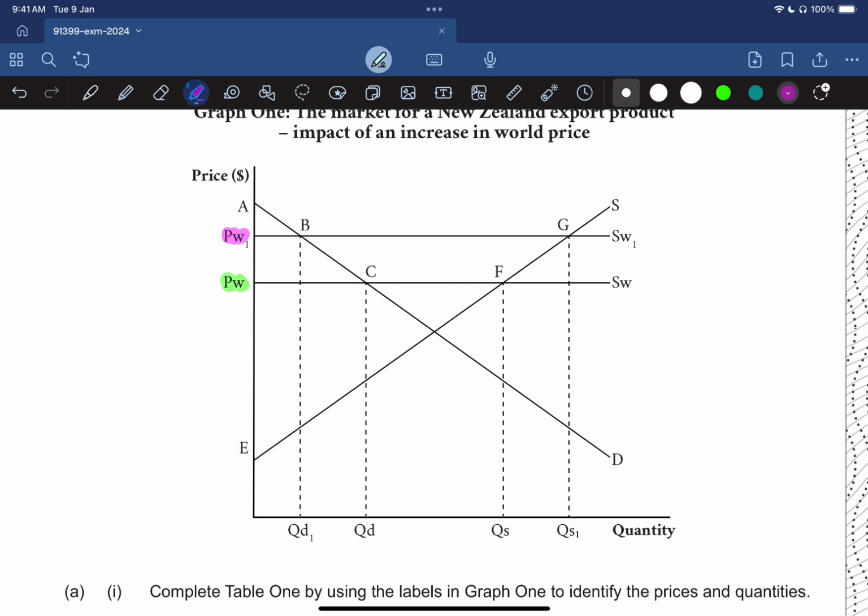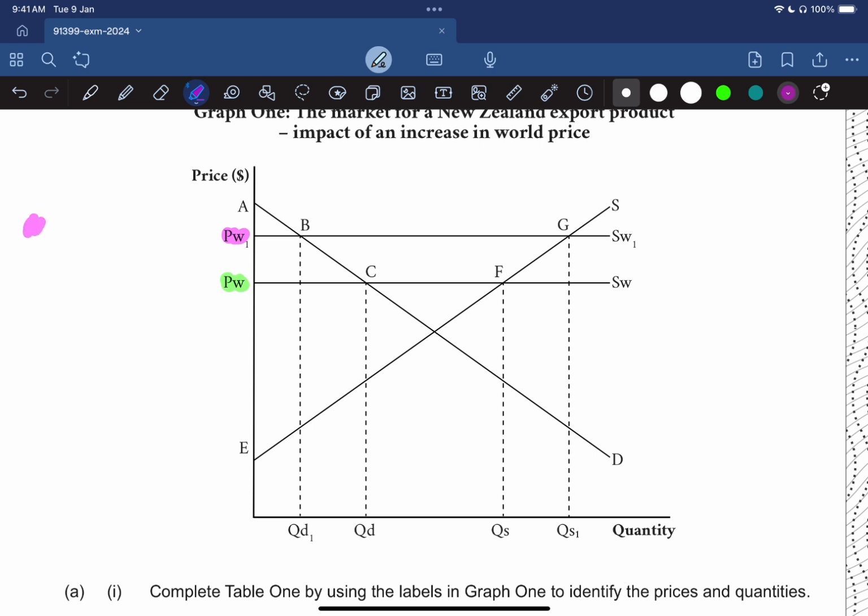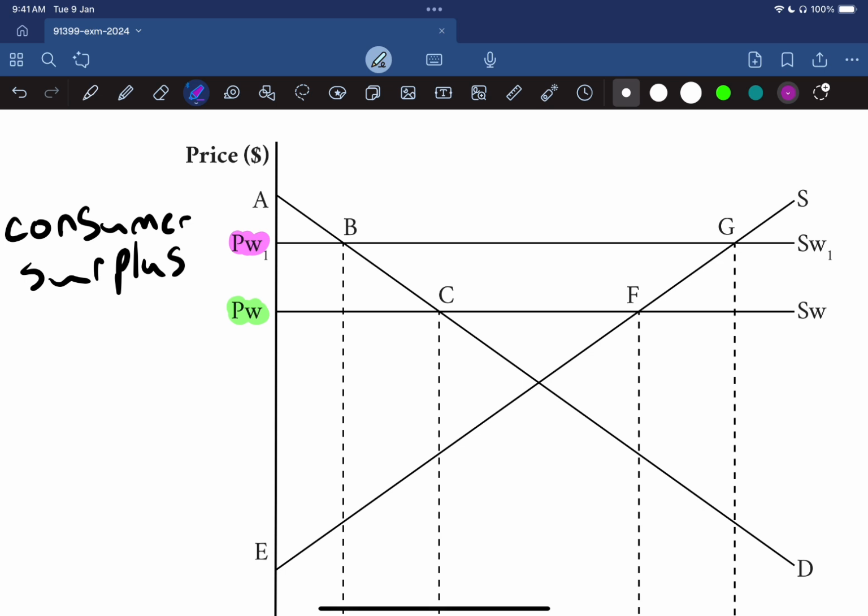So before this increase in world price, guys, we'll say this is our consumer surplus over here. This is going to be our consumer surplus because this area in here is going to be the difference between what consumers are willing and able to pay. Remembering, what consumers are willing to pay is this demand curve, and what they're able to pay is the world price, which is just a fixed price, because New Zealand's a price taker, remember.